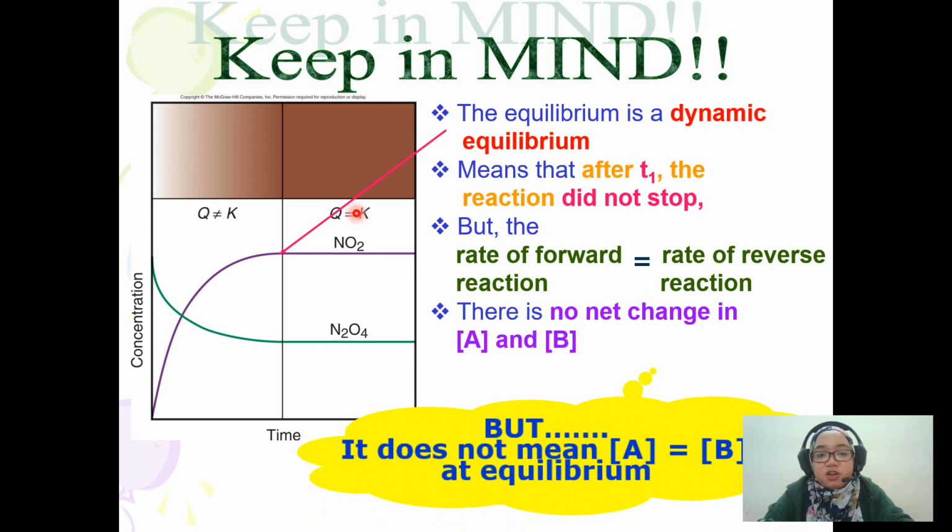But it does not mean that the concentration of A is equal to the concentration of B at equilibrium. It only says the rate of forward reaction is equal to the rate of reverse reaction. But the concentration will not be the same, right? Because it depends on the chemical equation, not on the chemical equilibrium. The concentration of the reactant and product depends on the chemical equation, not on equilibrium. Equilibrium only decides whether the rate of forward reaction is equal to the rate of reverse reaction only.